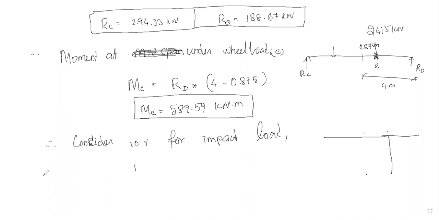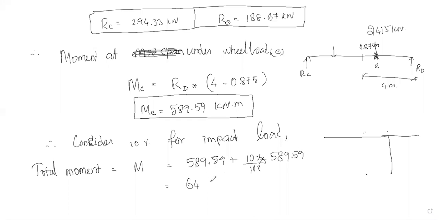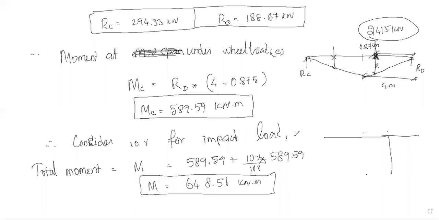So total moment is equal to 589.59 plus 10% for impact load into 589.59. So the total value becomes 648.56 kilonewton meter. So this is the moment with respect to wheel load.